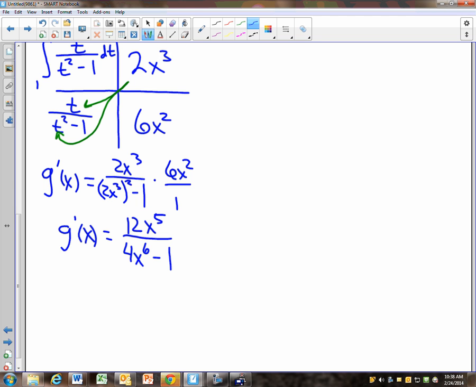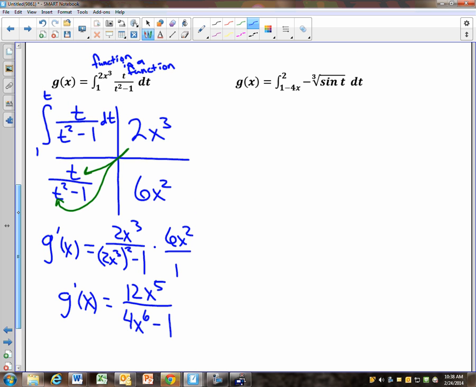And just for good measure, make sure it sinks in. We'll do another one where you got to use a chain rule. And again, the idea that we use a chain rule is that you have a function that you're substituting in. So you got rate of change with respect to another function. All right. Let's just do this. If you don't like this on the bottom, then just do this right away. G of x is also equal to the integral from 2 to 1 minus 4x, and we change it from negative to positive. Cube root of sine of t.